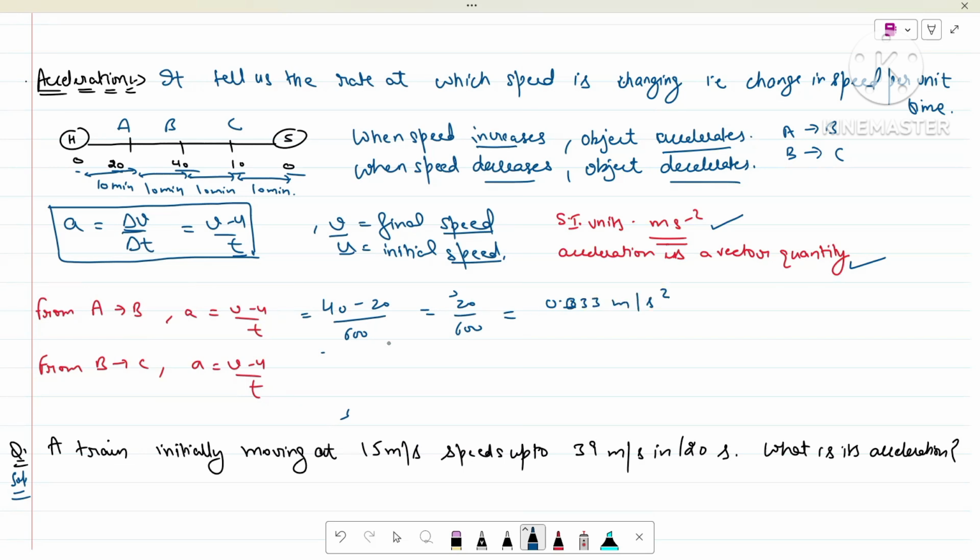And from B to C, if I have to find the deceleration, it will come to be final speed 10 minus 40, divided by 10 minutes, meaning 600 seconds. So it will come to be minus 30 by 600, which is minus 0.05 meter per second square. Now speed is decreasing, this means it is deceleration. And whenever there is deceleration, there will be a negative sign. So deceleration is negative acceleration.